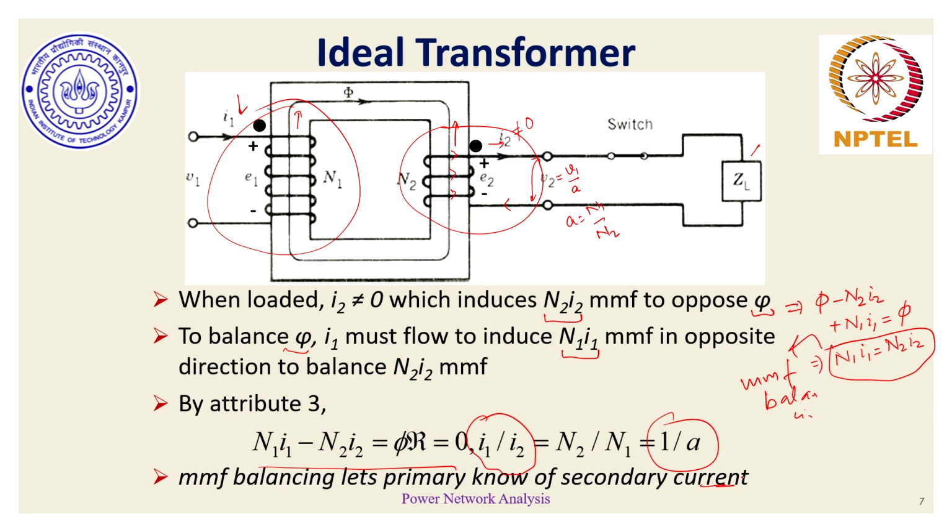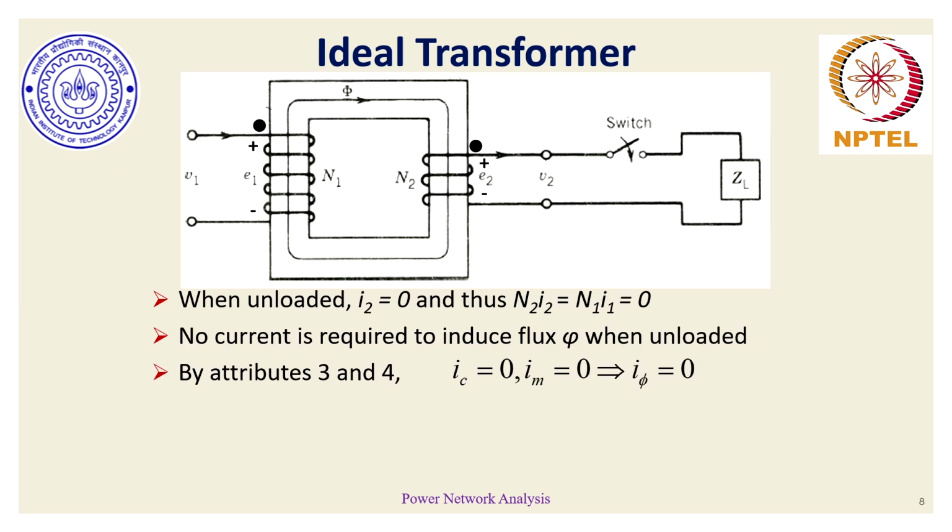That's how the balancing part happens. MMF balancing lets primary know of any change in the secondary current. As long as the secondary side is unloaded, there is no secondary current, so there is no need of any primary current to there. The core is also a perfect ideal magnetic material. So by attributes 3 and 4, there is no need of any excitation current. So as a result, the overall current drawn at the primary level of an ideal transformer is going to be 0, as long as the secondary of the ideal transformer is unloaded.